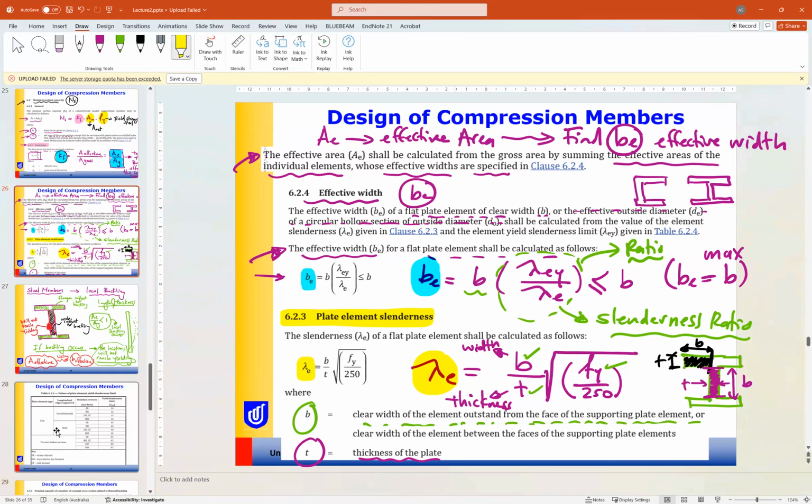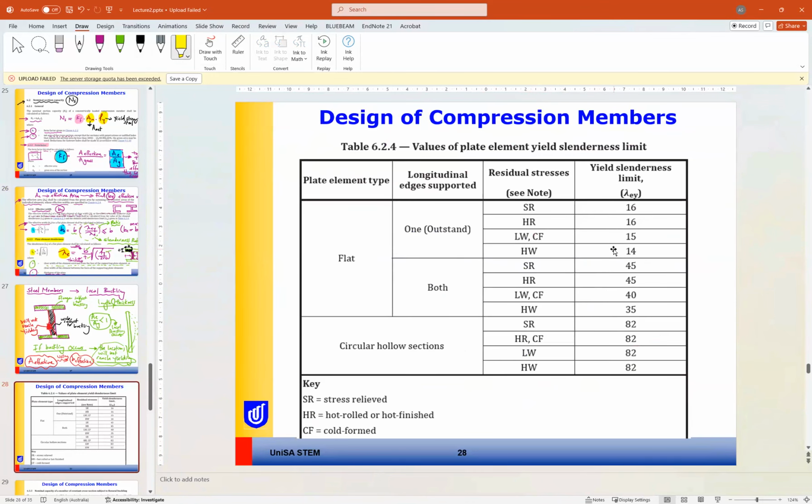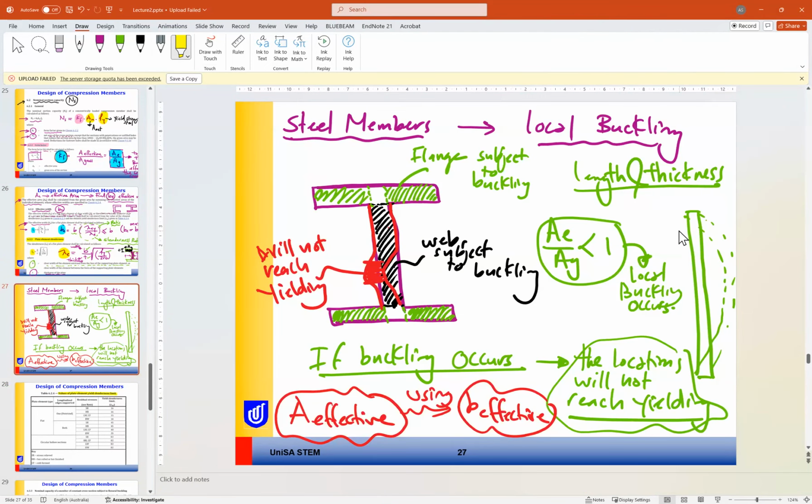Now, how can we find lambda EY? Lambda EY is, hey, sir. Sorry, hello? Yes. Can we go back to the previous slide, please? Where is it, Ahmed? This one?